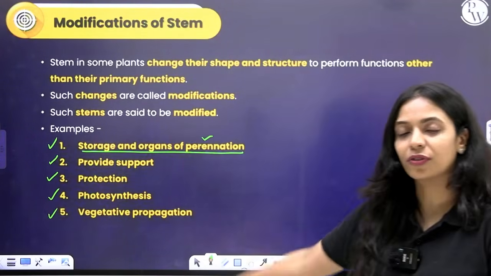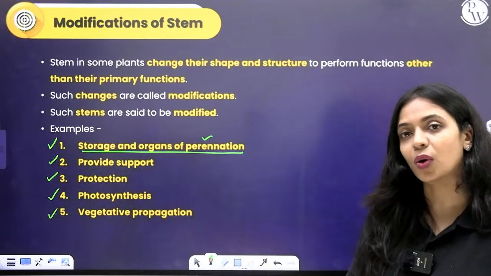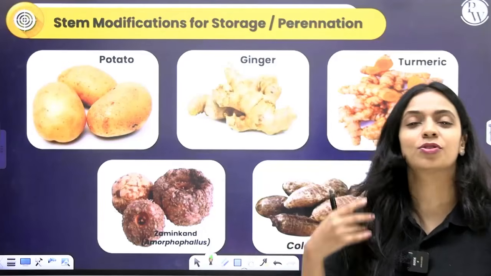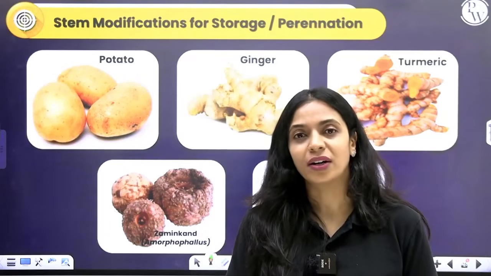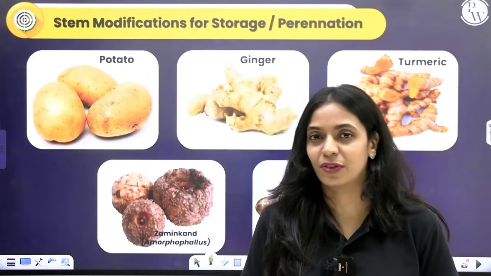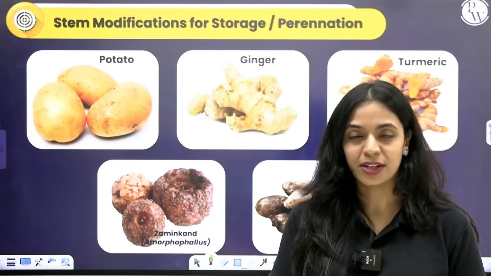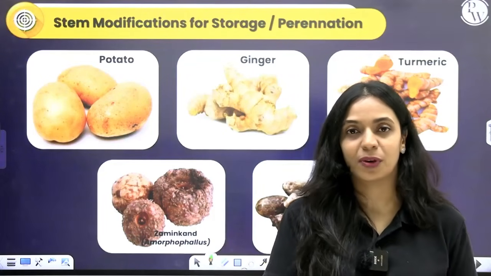Let's take a look at all of these one by one, starting with storage or organs of perennation. Storage is very simple to understand. Storage means it's storing some reserve food. Organ of perennation means what? Whenever there is unfavorable condition, if the plant is not able to survive, then this will have reserve food, right? So it will survive and tide over unfavorable conditions.